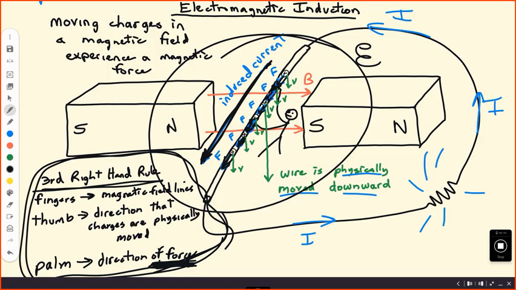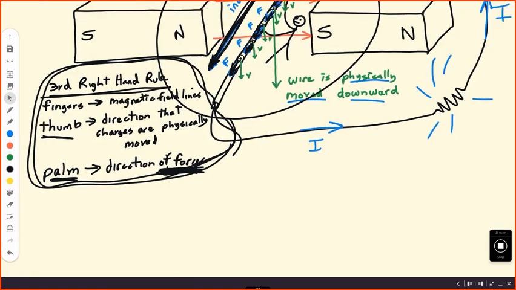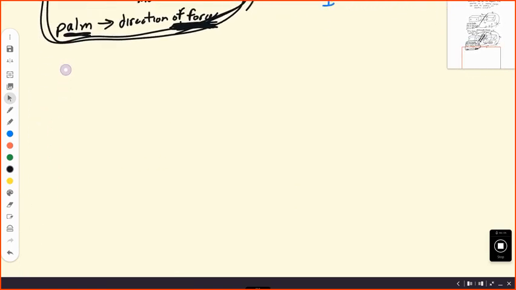But sometimes people find that confusing, because in the past, the thumb used to go in the direction of the current. And now the new current is in the direction of the palm. So it can be done using the third right-hand rule, but there is a fourth right-hand rule that allows you to figure out the direction of the new current.